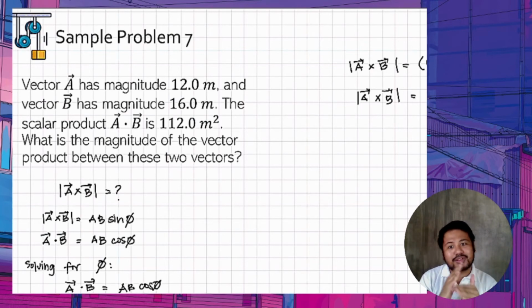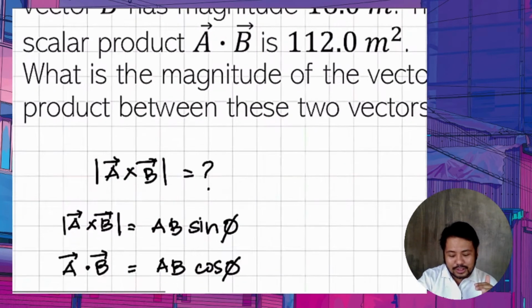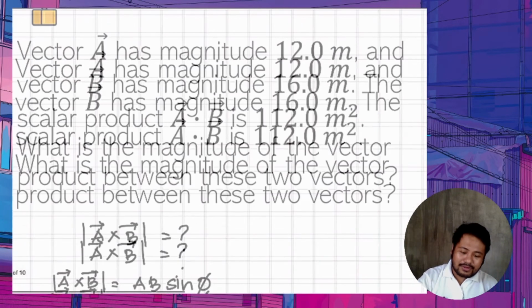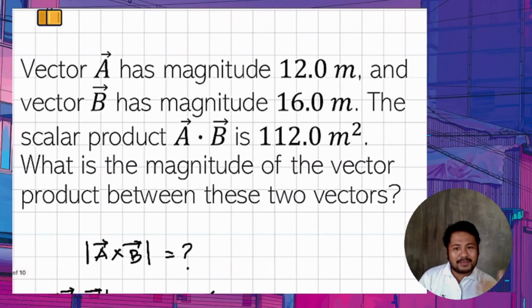So you have to cross them. You have to get the cross product A cross B, just the magnitude though. The magnitude of A cross B is just equal to AB sine phi. But for all we know, we are given just the magnitudes of A and B and the A dot B, so there's no way for us to cross. It's kind of difficult at first glance, but it's actually very easy.